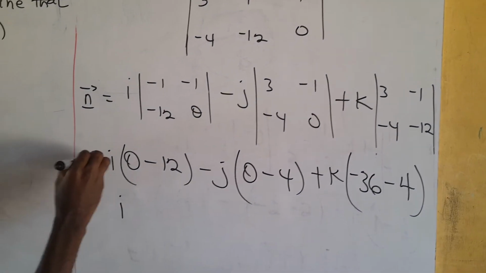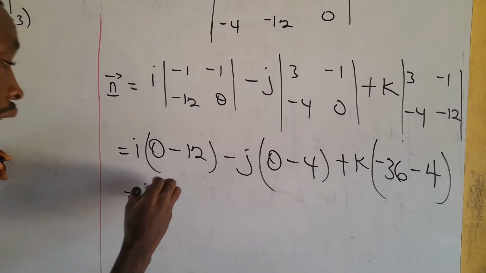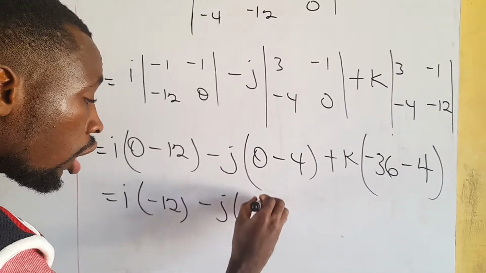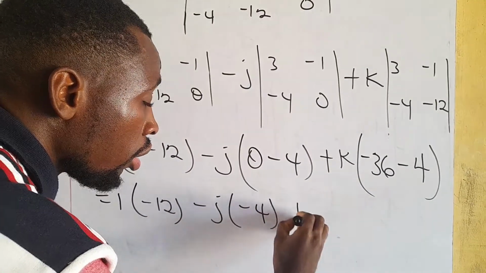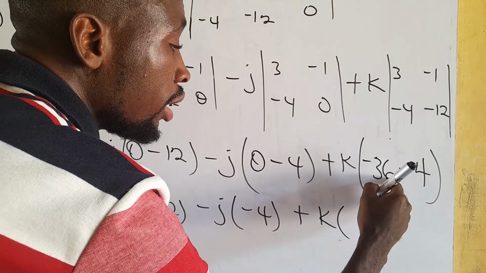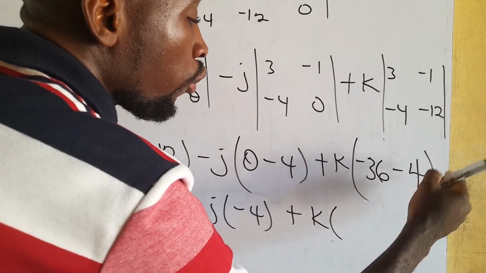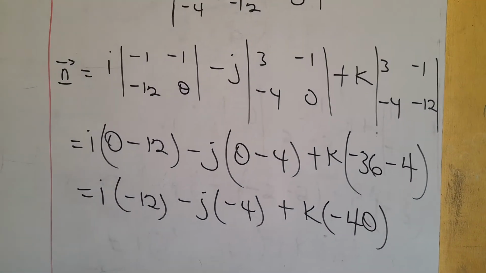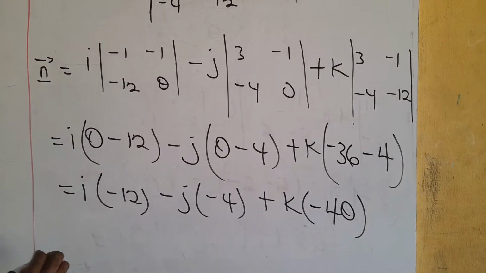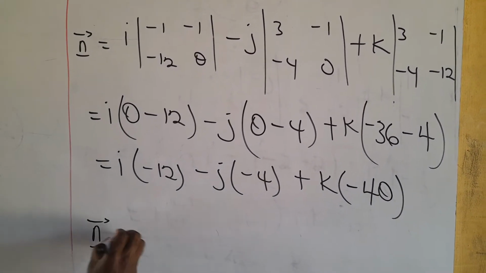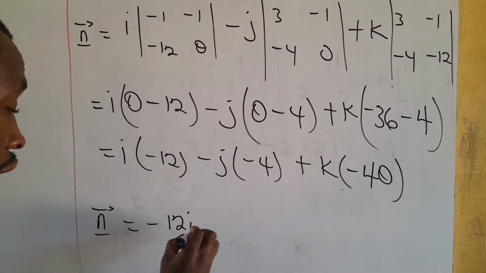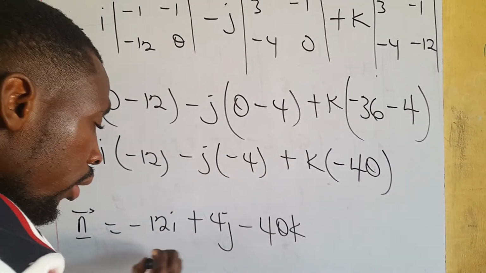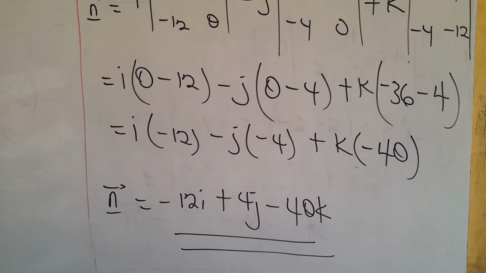Remember that will be the normal vector N. It will be equal to: 0 minus 12 is negative 12 i, minus j times negative 4, then plus k bracket negative 36 minus 4, that will be negative 40. So I will polish that very well. Our normal vector N will be equal to negative 12i plus 4j then minus 40k. I hope you get that.